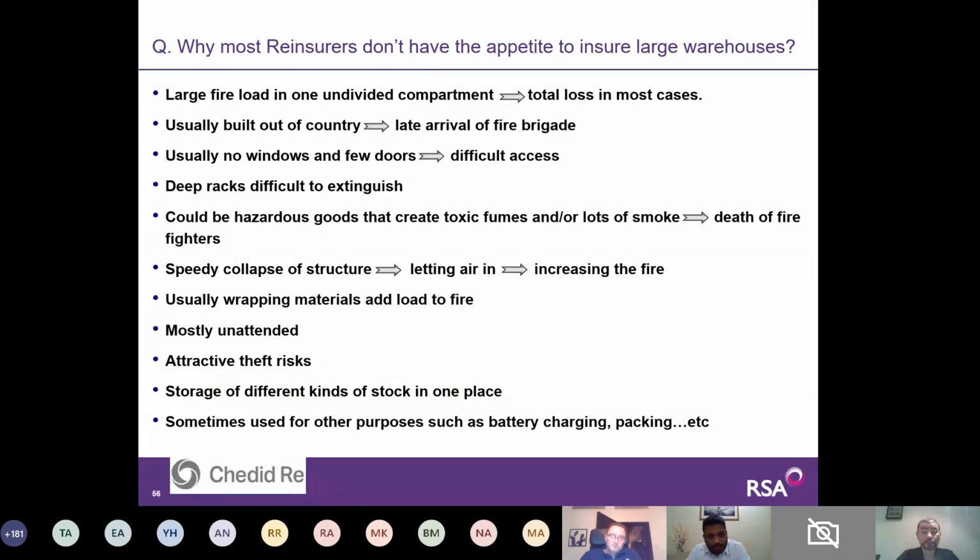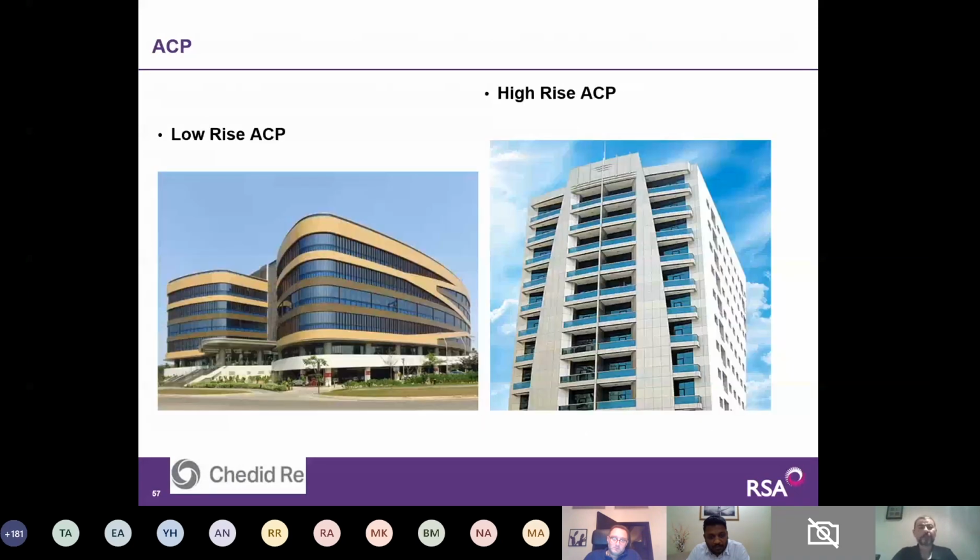Sometimes used for other purposes, such as battery charging. Yes, whenever we have something and we don't have place within our plant, take it to the warehouse. ACP is another one. You all heard about the fires happening in ACP. It's almost every couple of months we have a big fire here. Can we consider it, do we want to consider it? No. Sometimes do we deviate? Yes, but we don't go beyond our license when it's critical. We deviate when we deploy our underwriting sense.